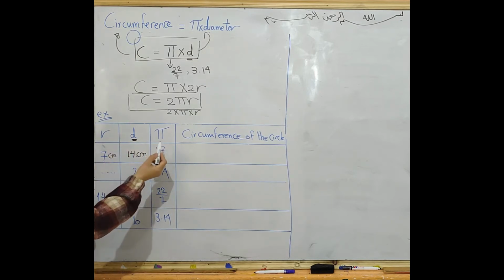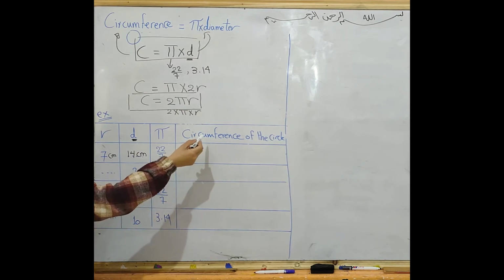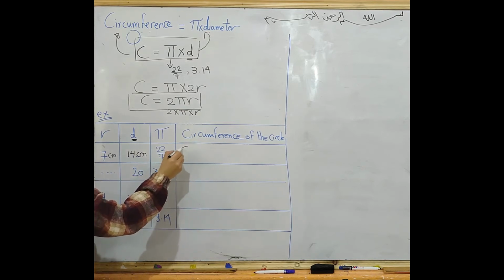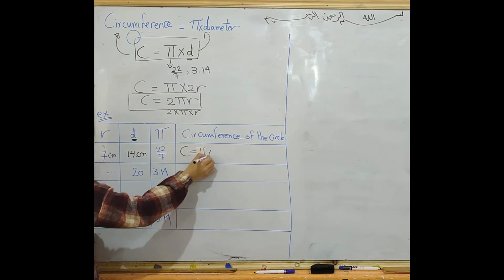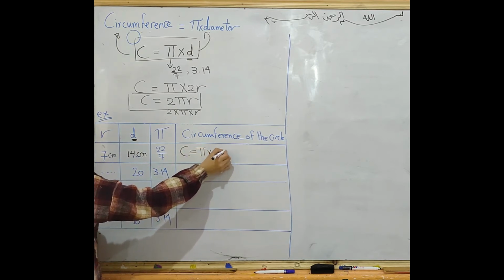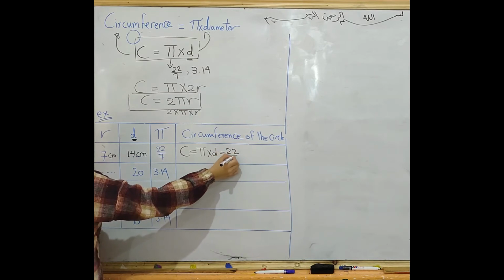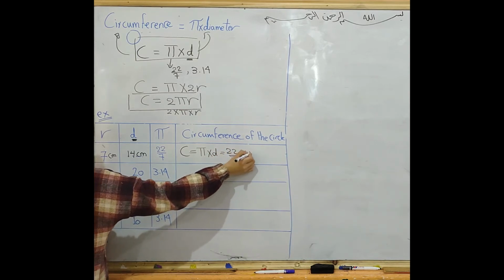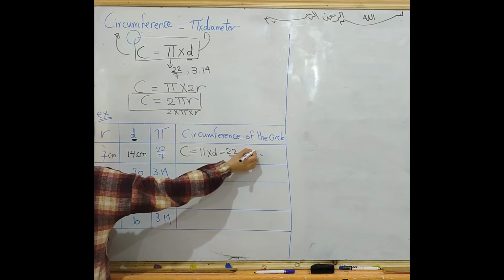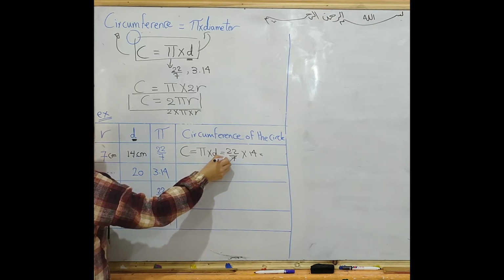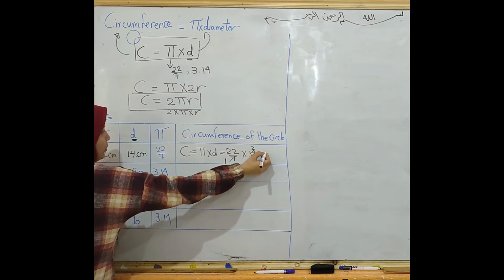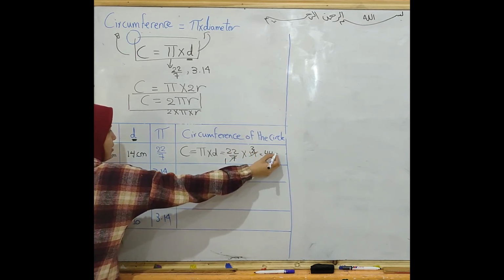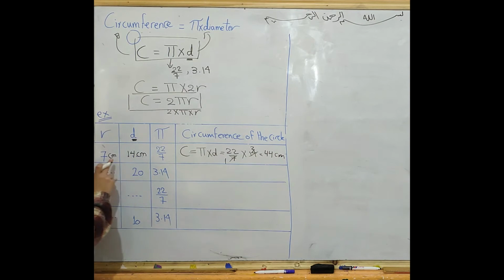Pi equal 22 over 7, then we find the circumference of the circle by the rule. Equal pi times d equal 22 over 7 by 14. Simplify: 7 divided by 7 equal 1, 14 divided by 7 equal 2. 2 by 22 equal 44 centimeter.